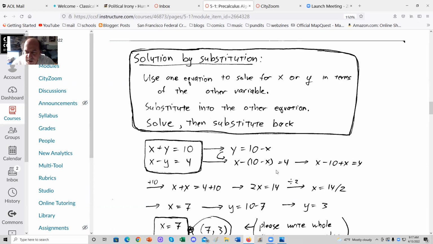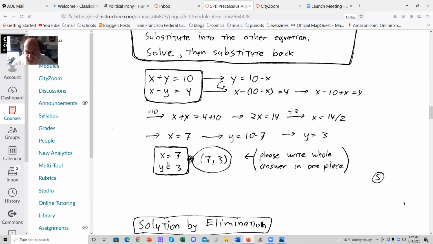That gives us one equation and one unknown. This we then solve by a set of steps. Here x equals 7. And we substitute back: y equals 10 minus x, so y equals 3. And that gives the solution.